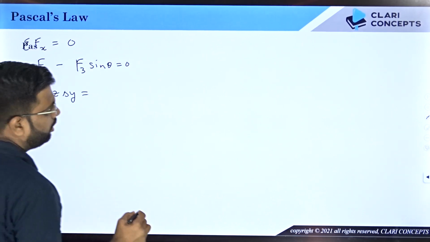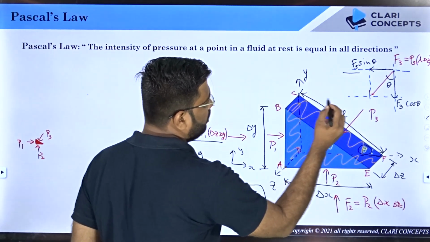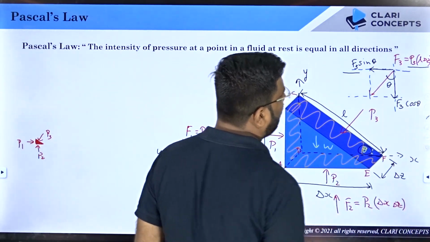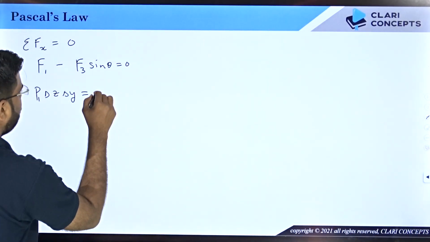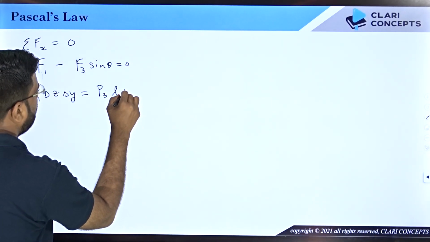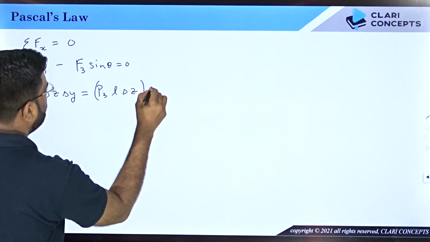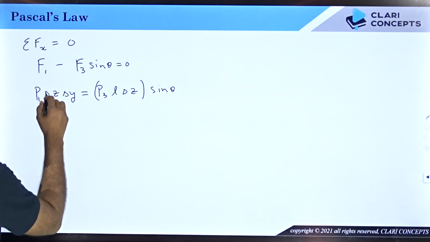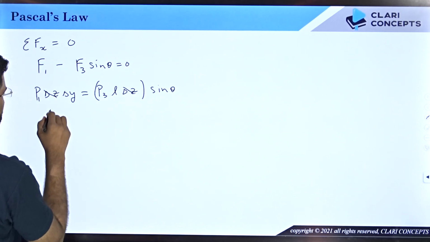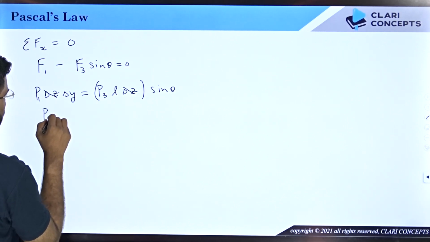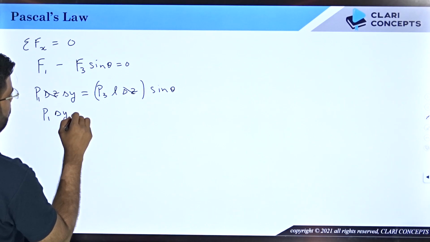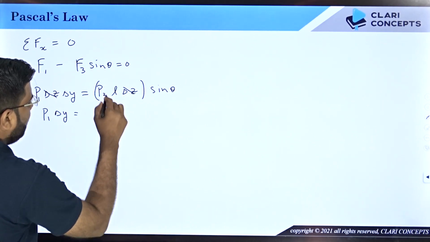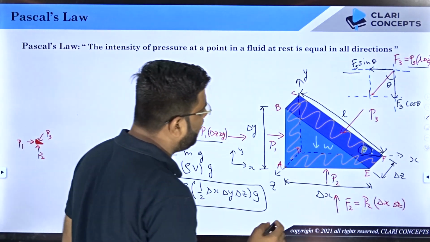What is F3? F3 is P3 L delta z. F3 is P3 L delta z into sin theta. Okay. Now delta z will get cancelled from both the sides. You will remain with this P1 delta y to be equal to. Now what is L sin theta? You can check. What is L sin theta?